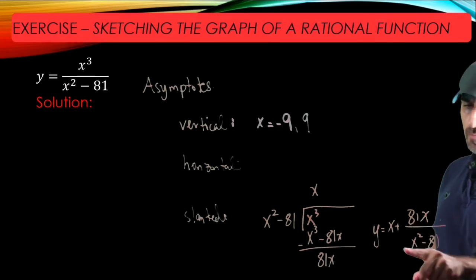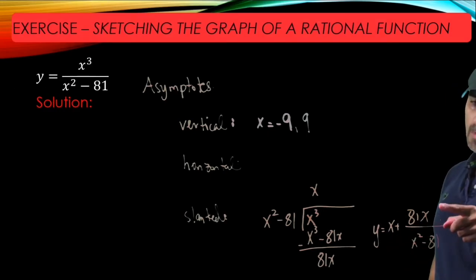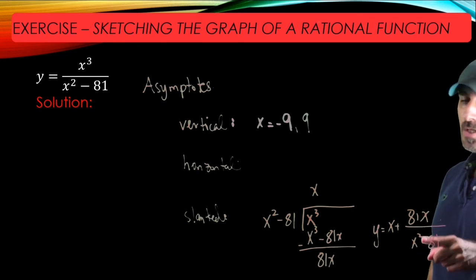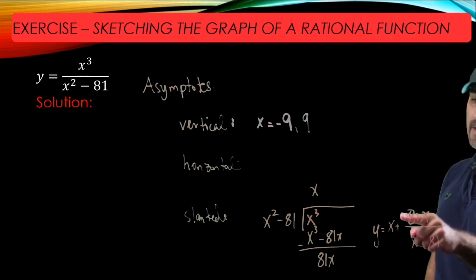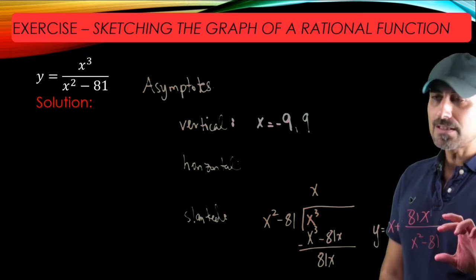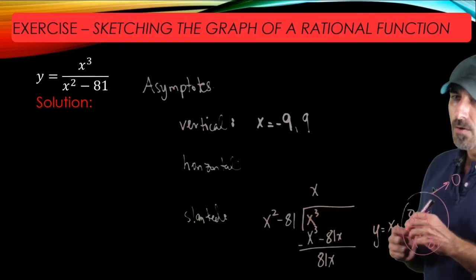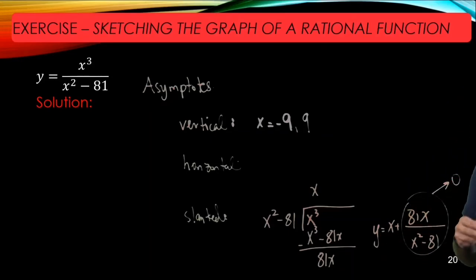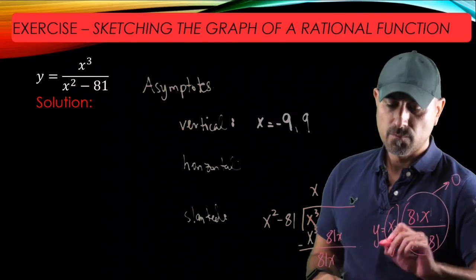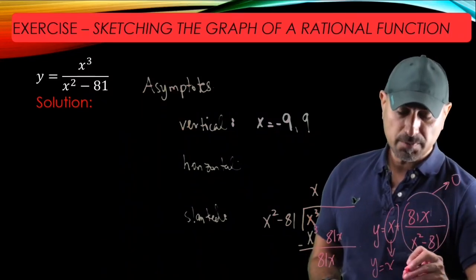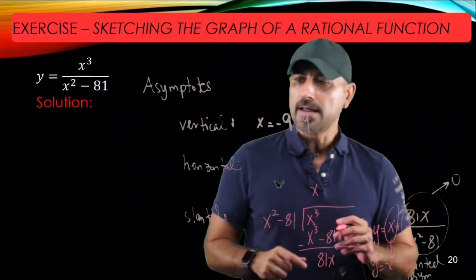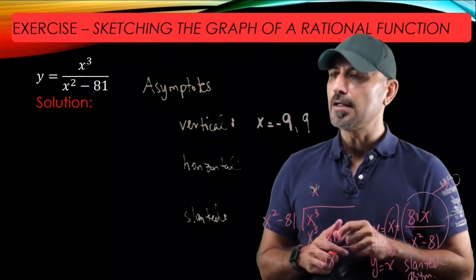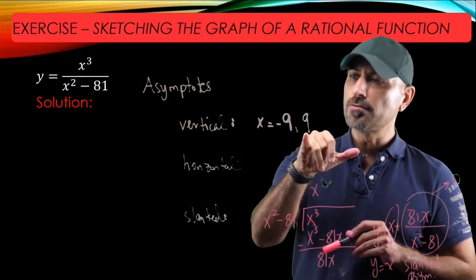I have two pieces of the function, one is x and the other one is the rational piece. If you look at the degrees of the top and the bottom, this one has degree 1, this one has degree 2. So in terms of the limit of this function at infinity or minus infinity, the degree of the top is less than the degree of the bottom, so the rational piece tends to 0. What is going to govern the behavior of y is this x term here. y equals x. We call that a slanted asymptote.